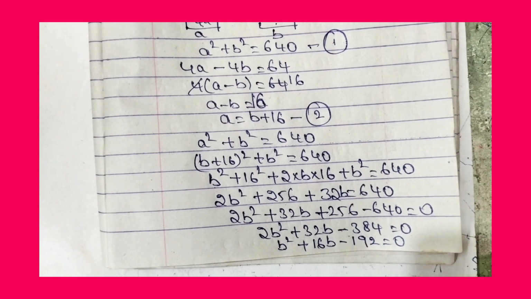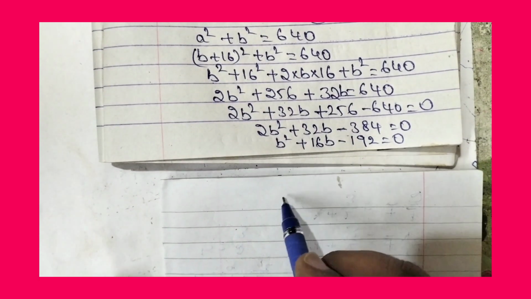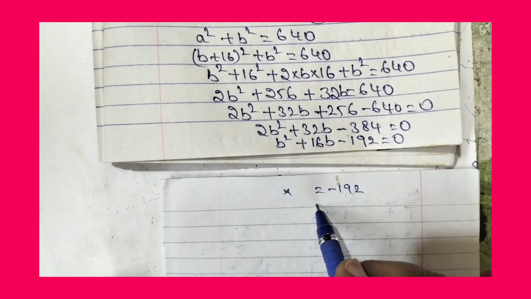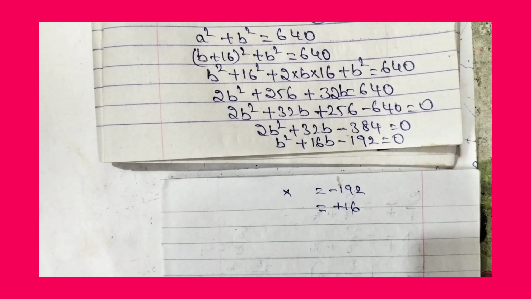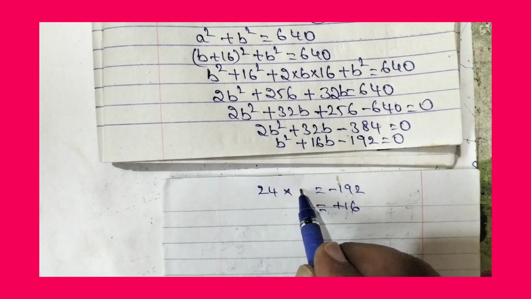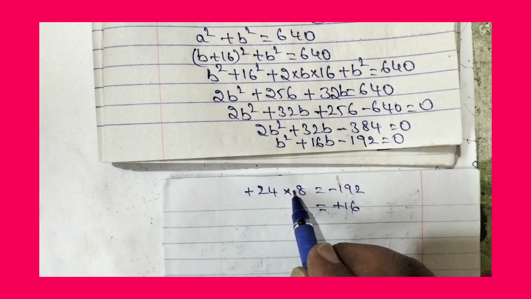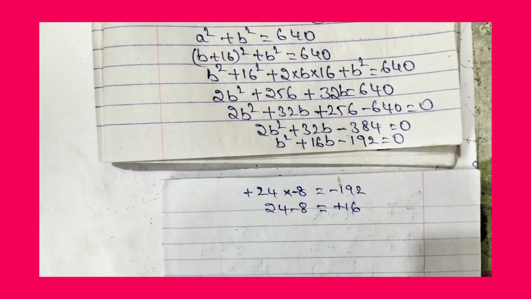If I multiply two numbers, I have to get minus 192, and if I add or subtract them, I have to get plus 16. Those numbers are 24 and 8. For plus 16 we need 24 with plus and 8 with minus. So 24 minus 8 is equal to 16.